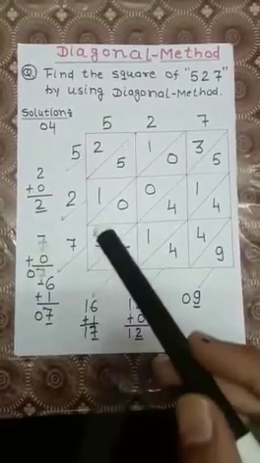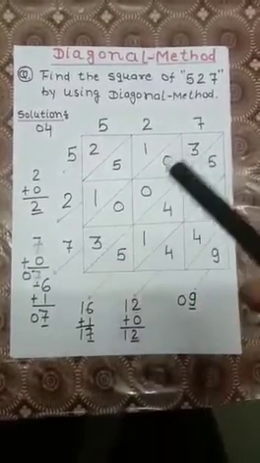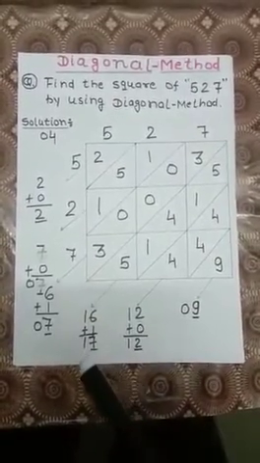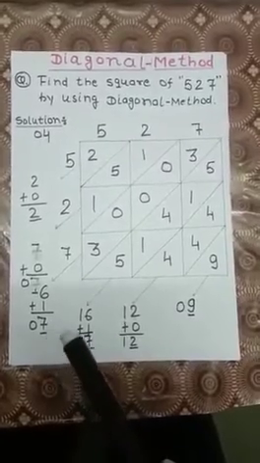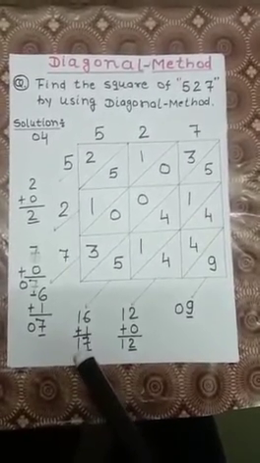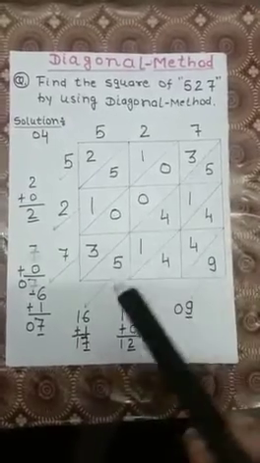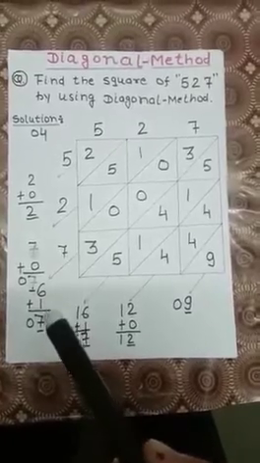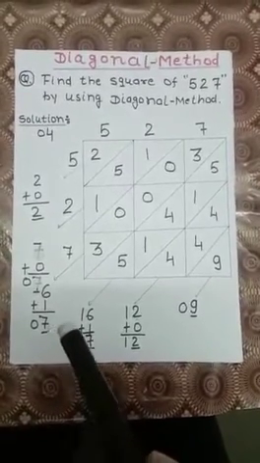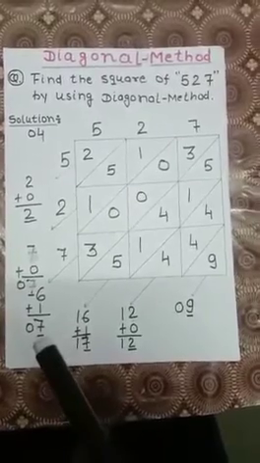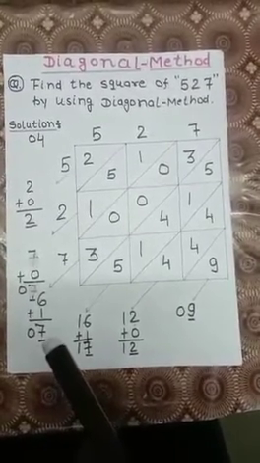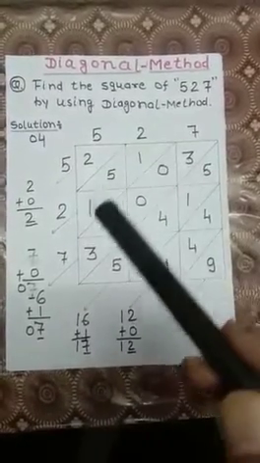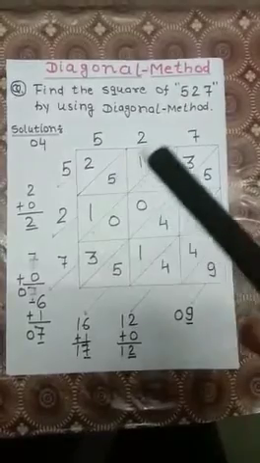Okay, now find the sum of the next diagonal. 3 plus 0 plus 0 plus 0 plus 3, which is 6. Now what you have to do, you have to add the tens place digit of the sum of the previous diagonal. What is the tens place digit? 1. So you have to add 1 with this 6. 6 plus 1 is 7. Now how can we write 7? 0 and 7. So you underline the ones place digit. So you underline 7.